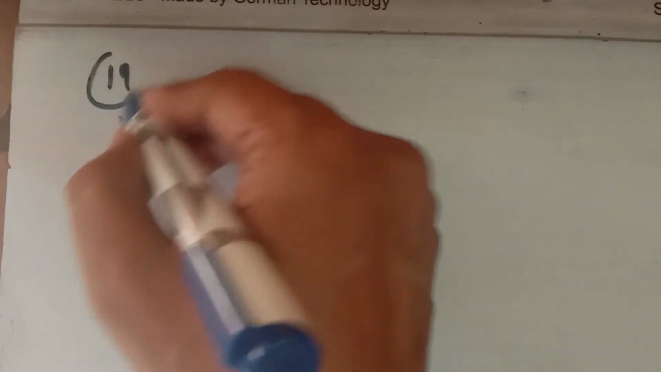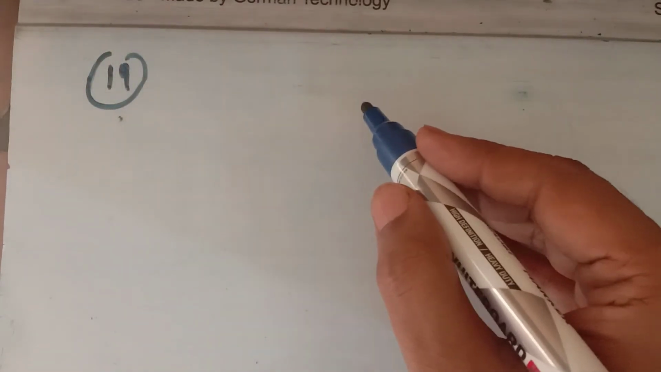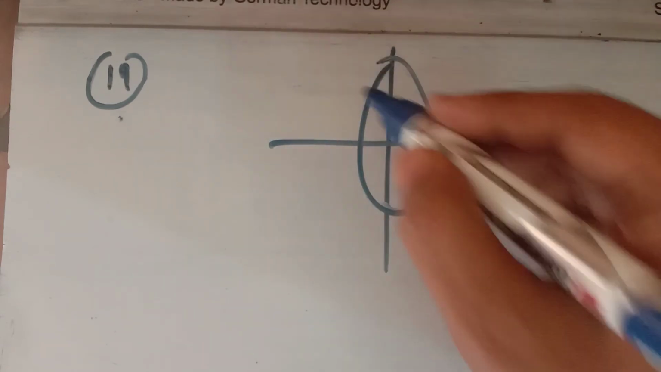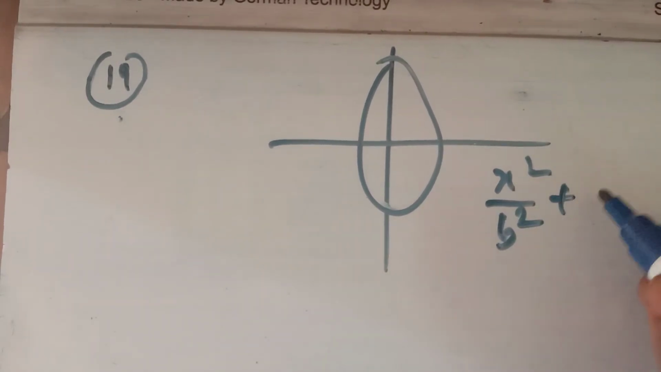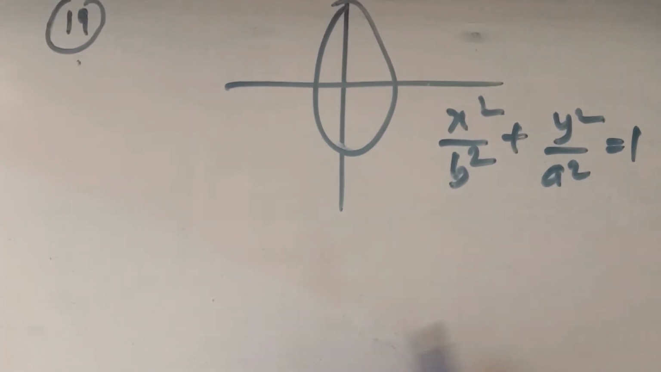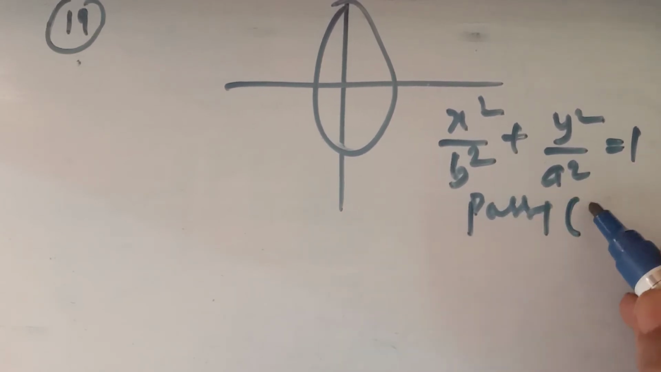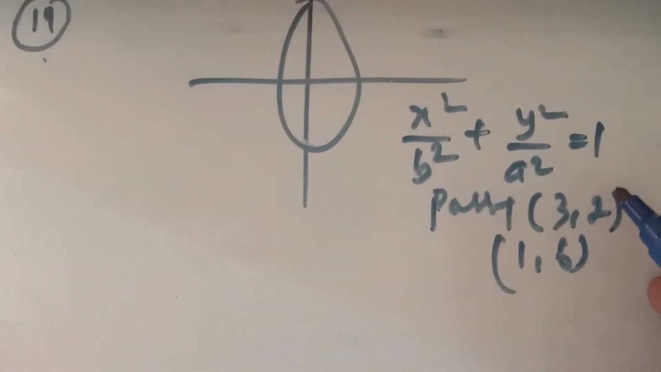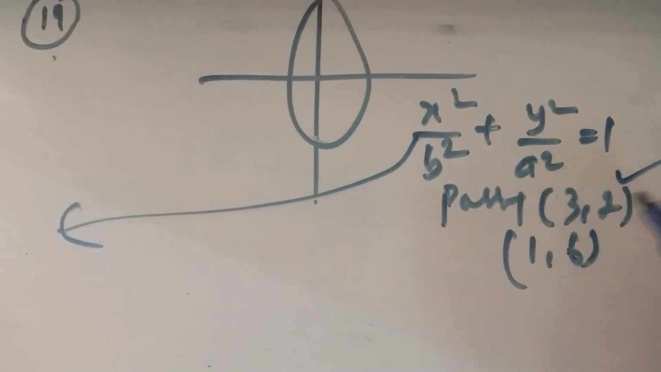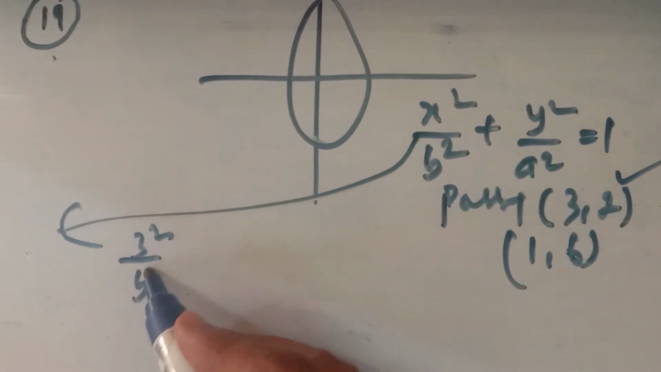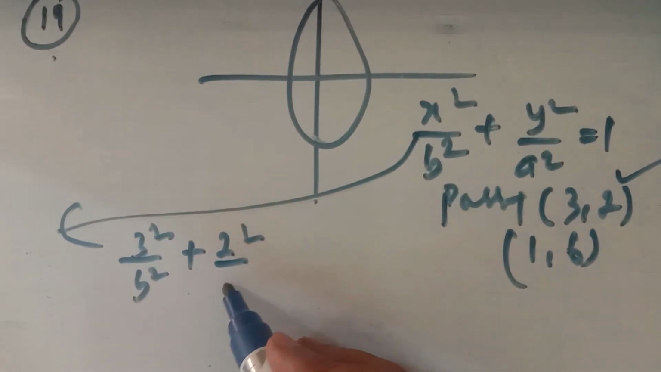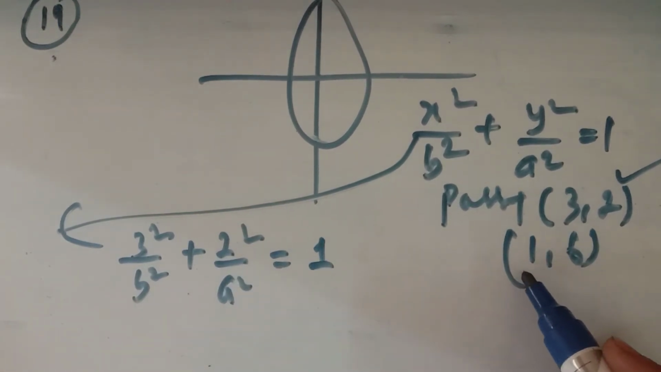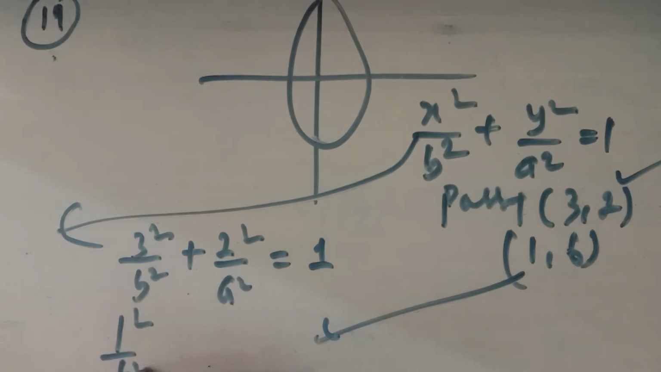Now in question number 19, it is given that the ellipse has a center at the origin and the major axis lies on the y-axis. So it means it is a second type ellipse because it is given that its focus lies on the y-axis, and this is passing through the points (3, 2) and (1, 6), and you have to find the equation of the ellipse. Now when this point lies on the ellipse, this point will satisfy this equation. 3 square upon b square plus 2 square upon a square is equal to 1, and when you put the other point, it will be 1 square upon b square plus 6 square upon a square is equal to 1.